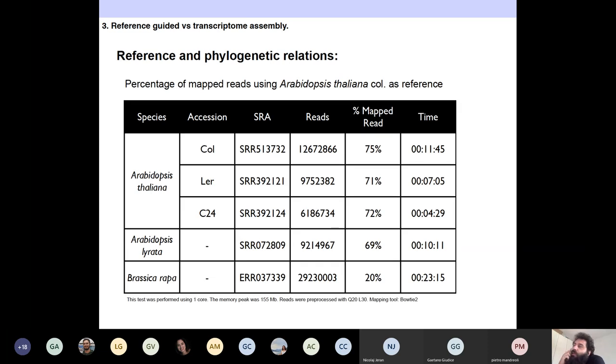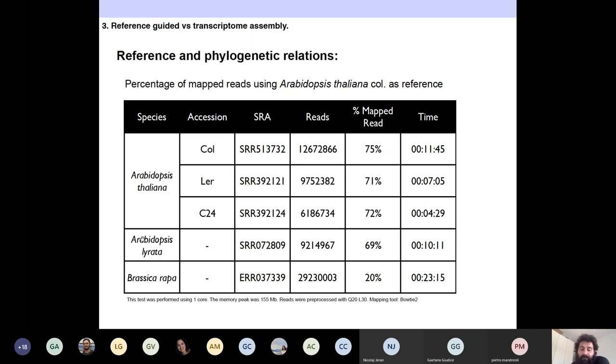This is an example that I did a long time ago. I was curious to know what percentage of reads you lose when you compare different accessions, then different species or the same family. If you take Arabidopsis thaliana Columbia as a reference, and you map Columbia reads, you may get a mapping of between 75 and 99%. The reads that you don't map are probably contamination. If you go for Landsberg or for another accession, C24, the percentage of mapping is not going to be much different. It's the same order, so it will be fine.